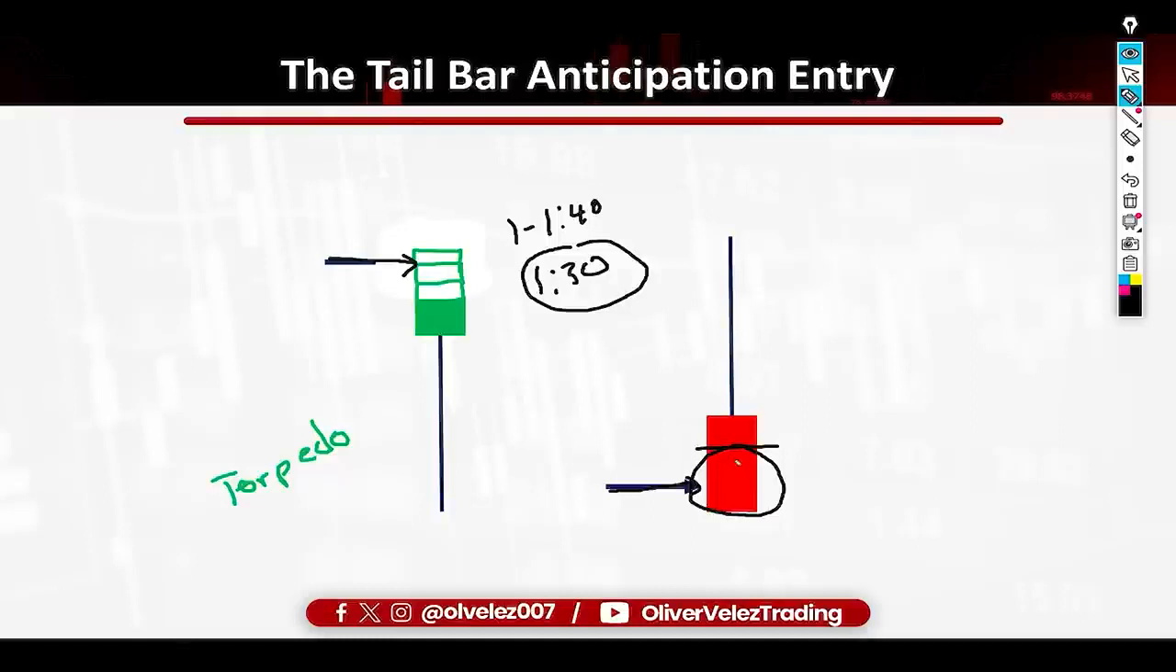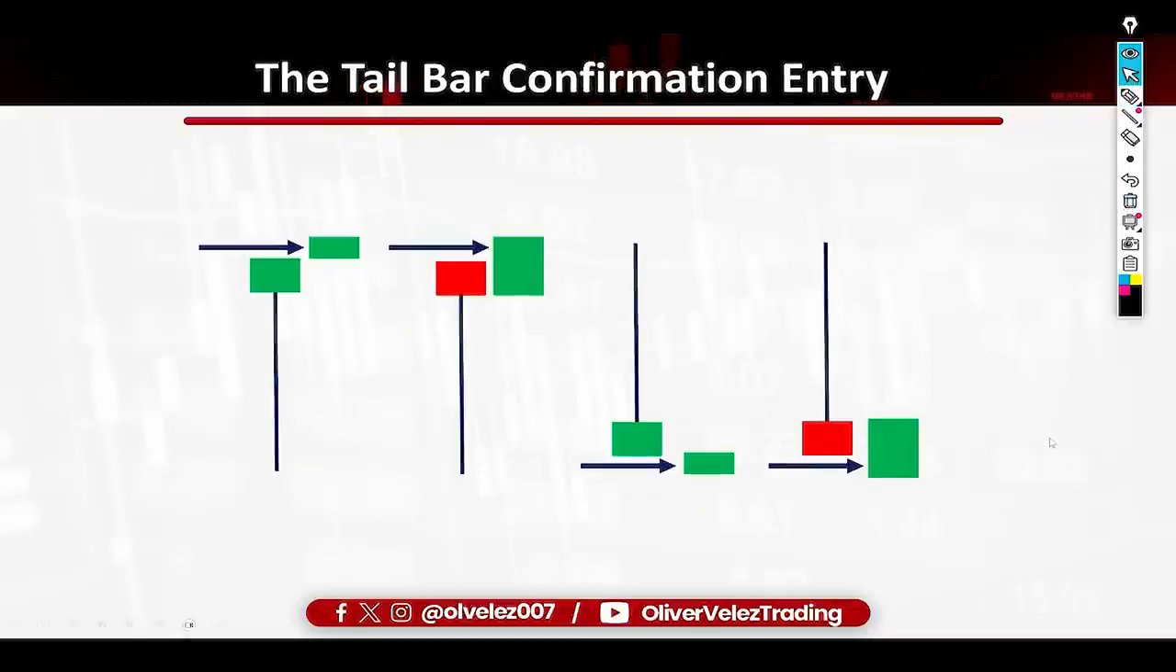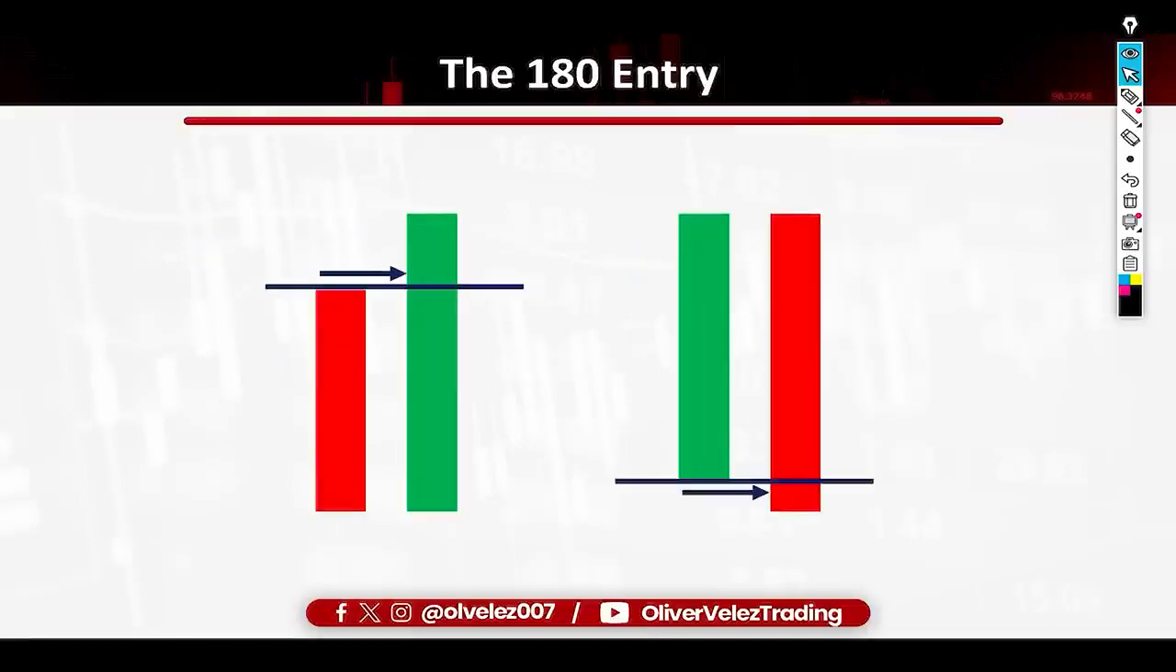Boom. So, once again, anticipation entry on the tail bar, confirmation entries on the tail bar when the body's small. So, body's small, confirmation entry. Body on the tail bar is not so small, get inside the bar. 1 minute 30-second anticipation.